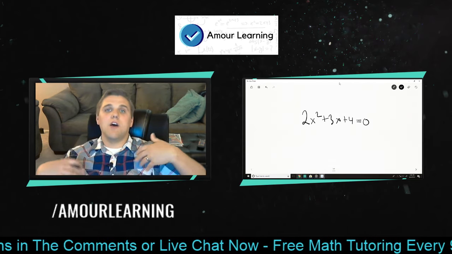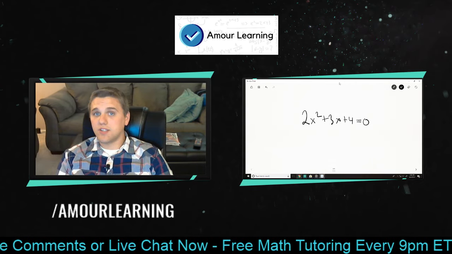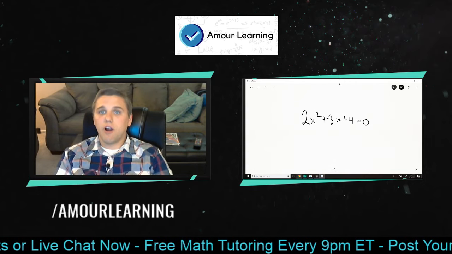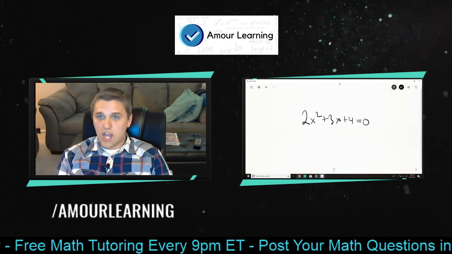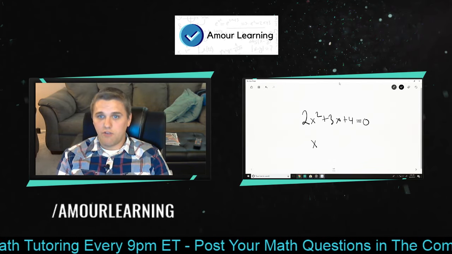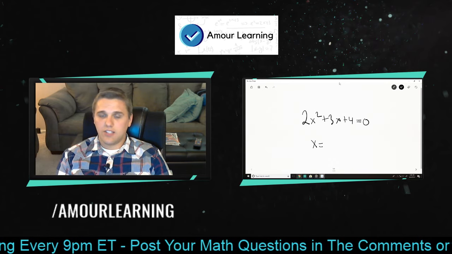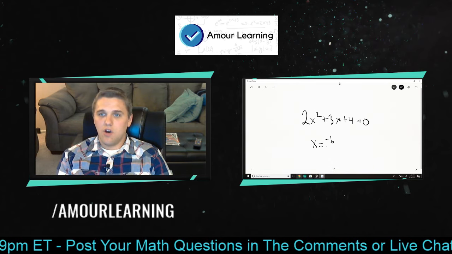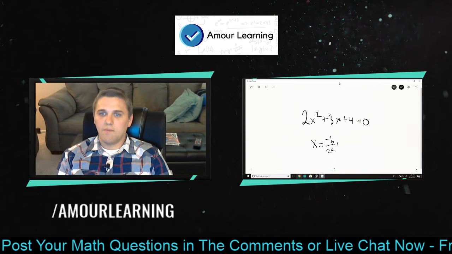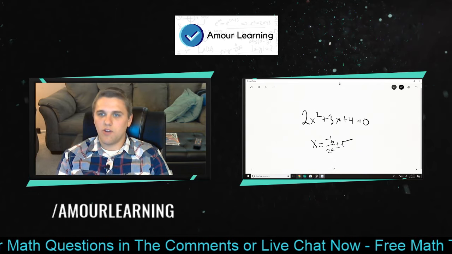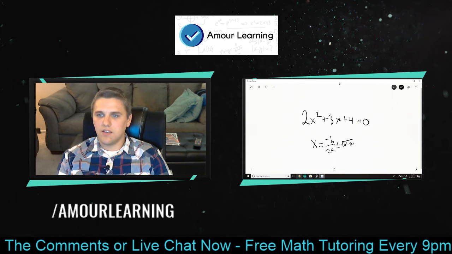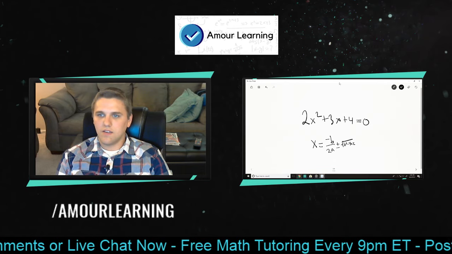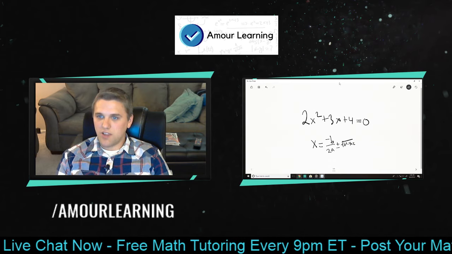It might be two real solutions. It might be two complex solutions, but there are solutions to this. And the quadratic formula is x equals negative b plus or minus the square root of b squared minus 4ac. That is a really bad c, so let me try that one more time.